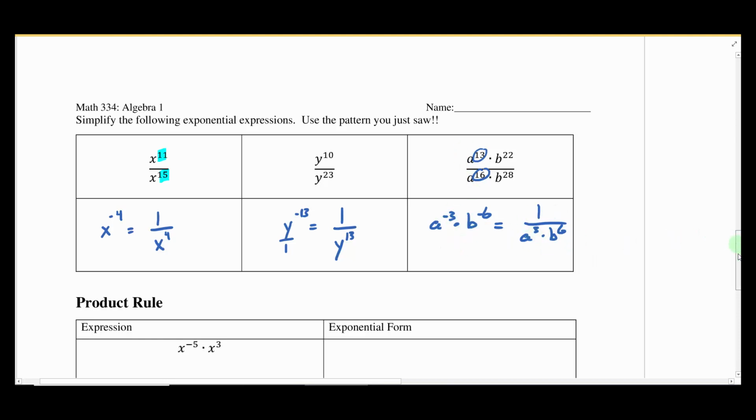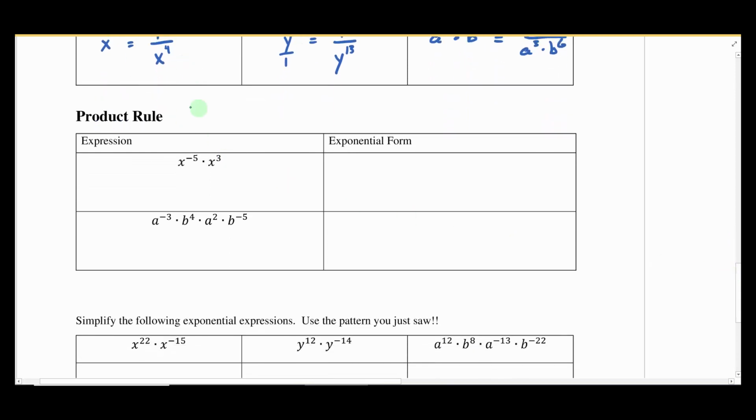All right, let's look at some product rule. Remember, when we multiply two things with the same base, we can add the exponents together. So this would actually be x to the negative 5 plus 3, whatever that turns out to be. Negative 5 plus 3 is negative 2, so this would be x to the negative second power. In exponential form, we could write this as x to the negative second, or we could write it as 1 over x squared. Either one of those is fine.